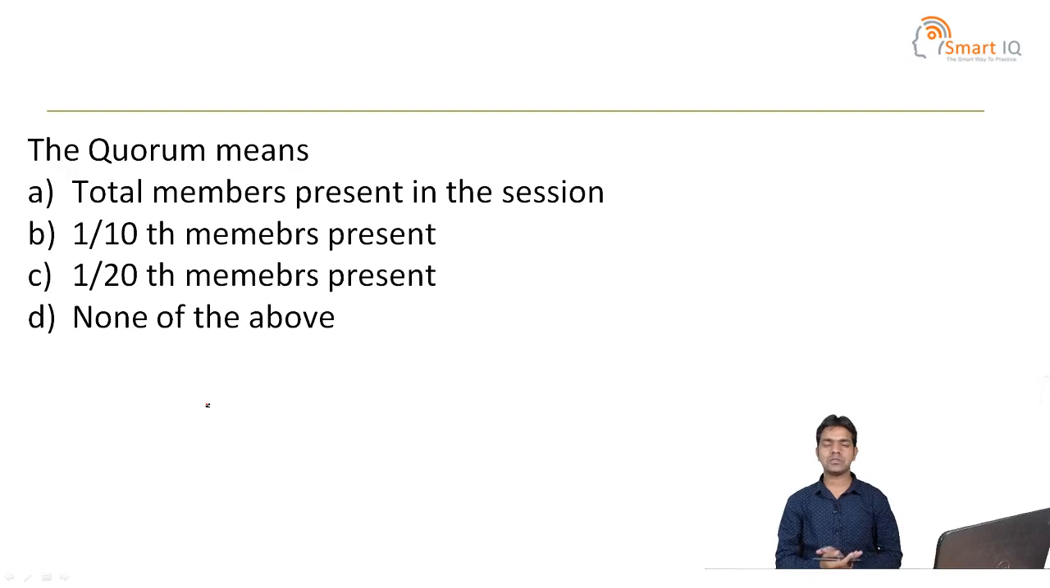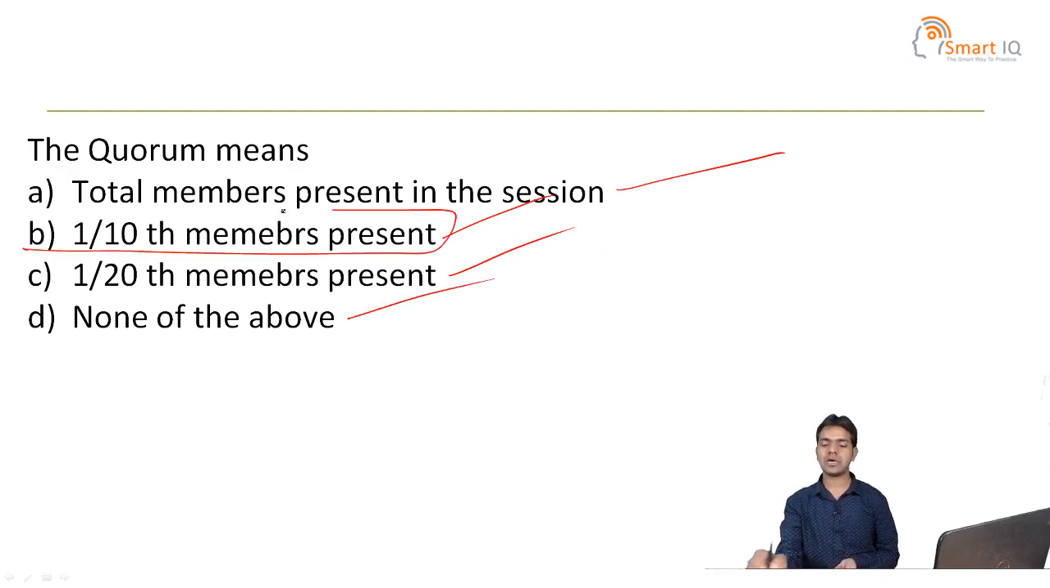The quorum means, option A, total members present in the session. Option B, 1/10 of members present. Option C, 1/20th members present. Option D, none of the above. So here option B is the correct answer.